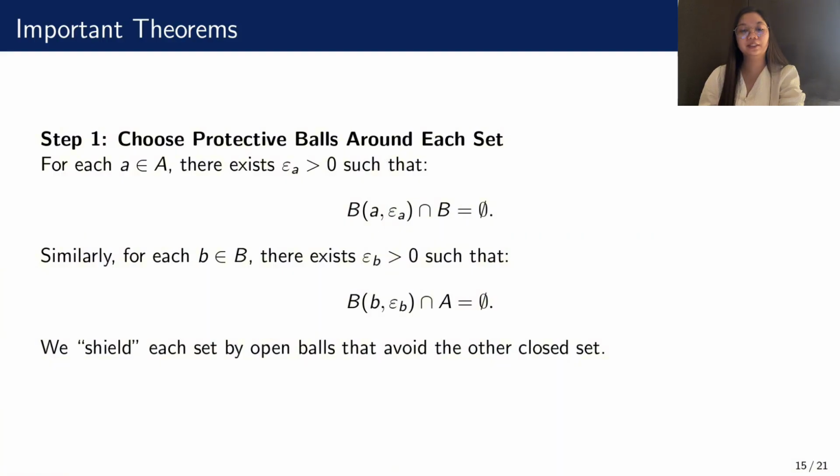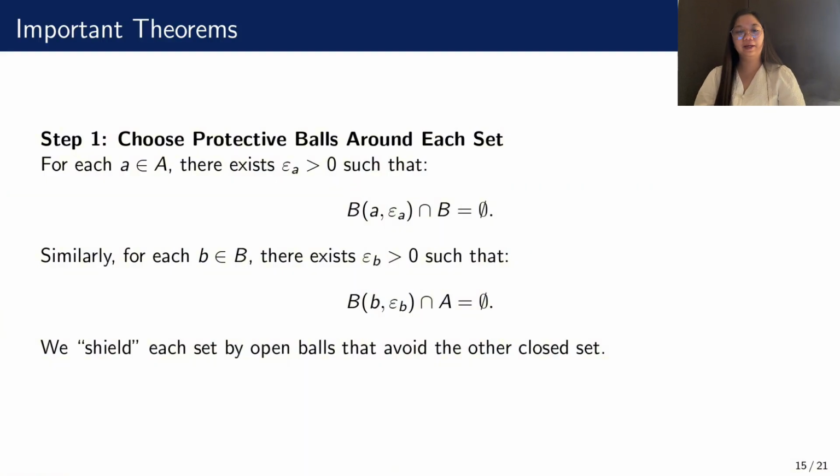So we do the same for every b in B, making a little ball around it that avoids A. So we shield each set by open balls that avoid the other closed set. We think of these open balls as protective bubbles, so that every point of A and B gets its own bubble that keeps it safe from the other set.